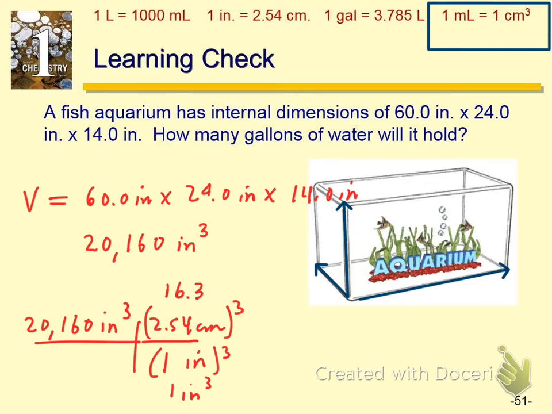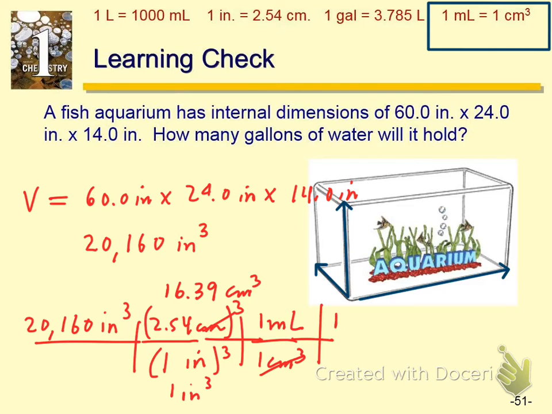Okay, 387, so 16.39, okay? And now this is centimeters cubed. So now I've got my centimeters cubed. Now I can use my milliliter is equal to a cubic centimeter. Now I've got milliliters, and so we're just going to gallons. How do I get there?